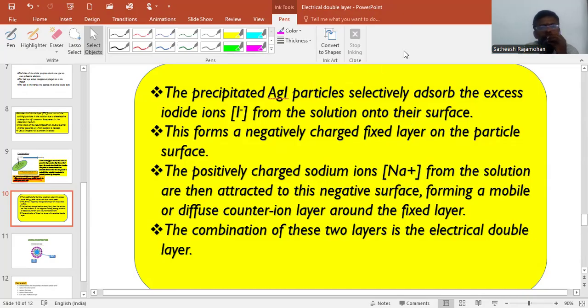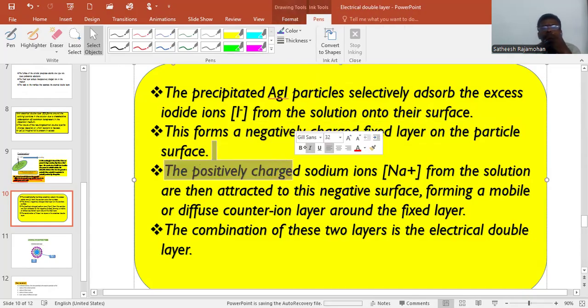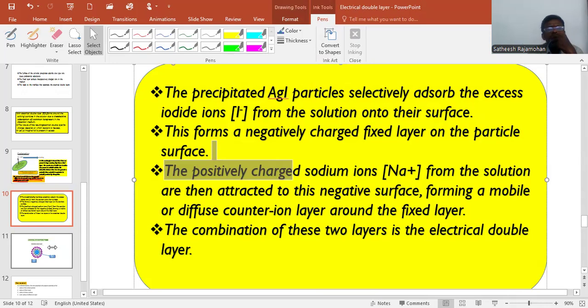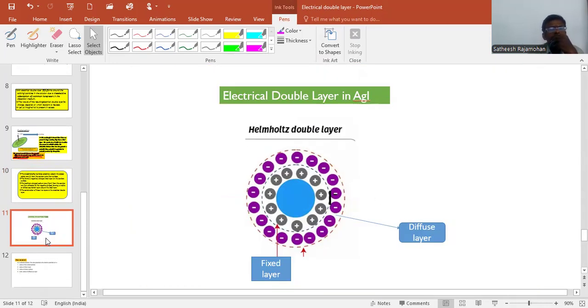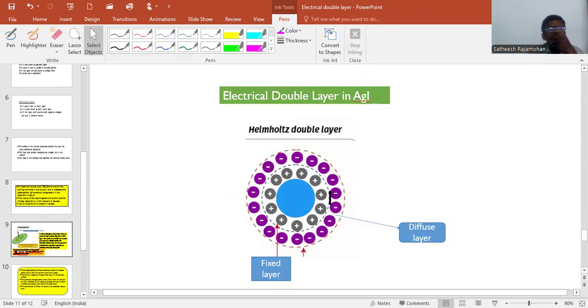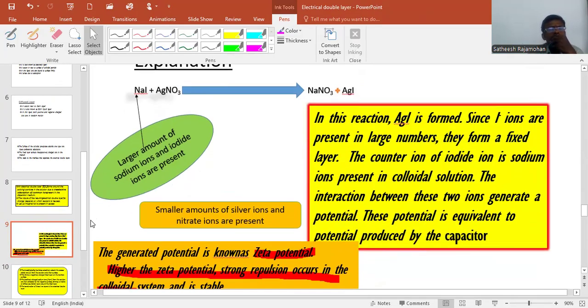Can you understand? The precipitated silver iodide particles selectively adsorb I minus ions from the solution onto their surface. Okay, let me draw it. Or I can draw it here.